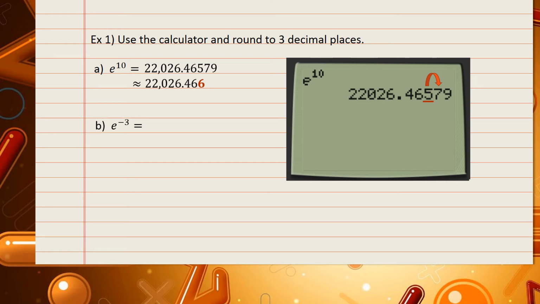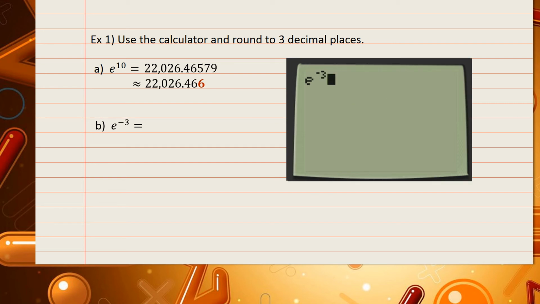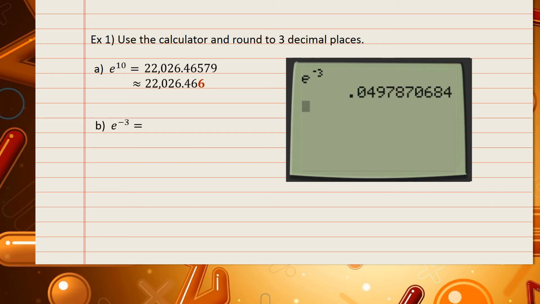For B, we have e raised to the negative third power. Again, because it's e raised to a power, select second, LN, and then type in negative 3, and your screen should look similar to mine. Once it's typed in, click Enter, and you should get the following value of 0.0497870684.